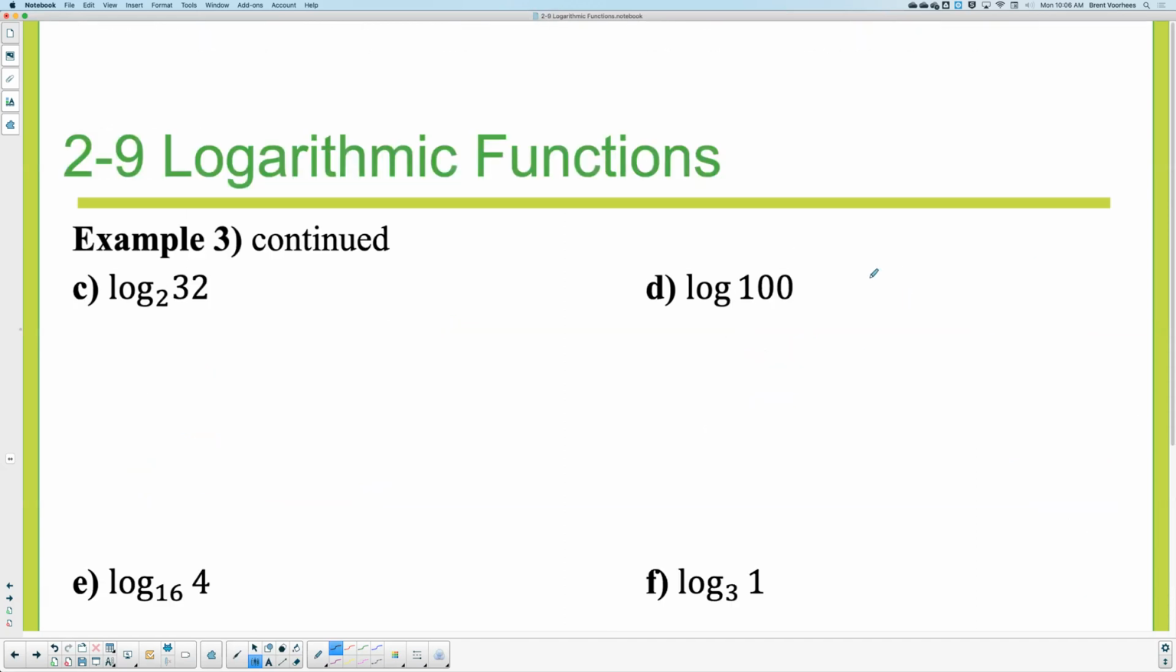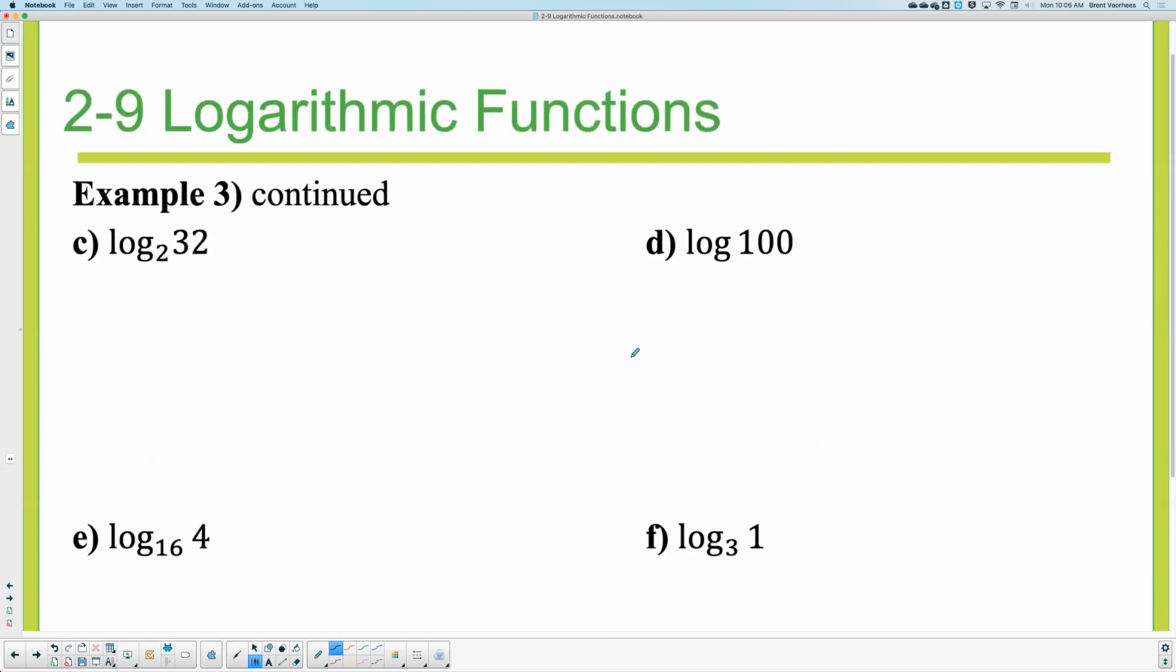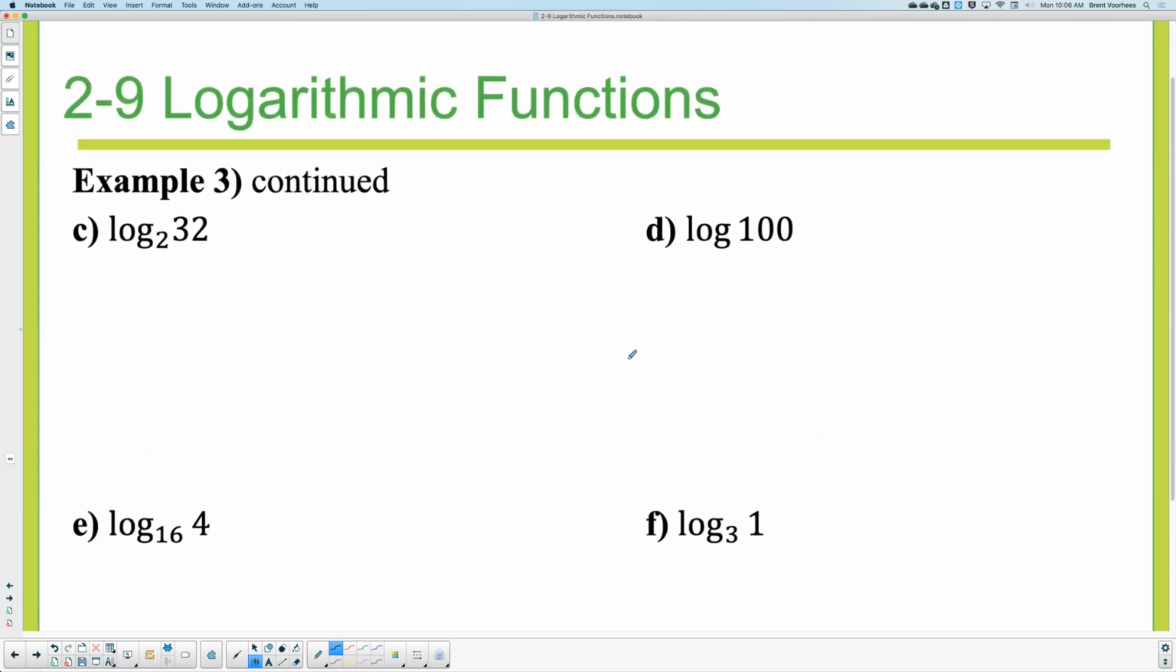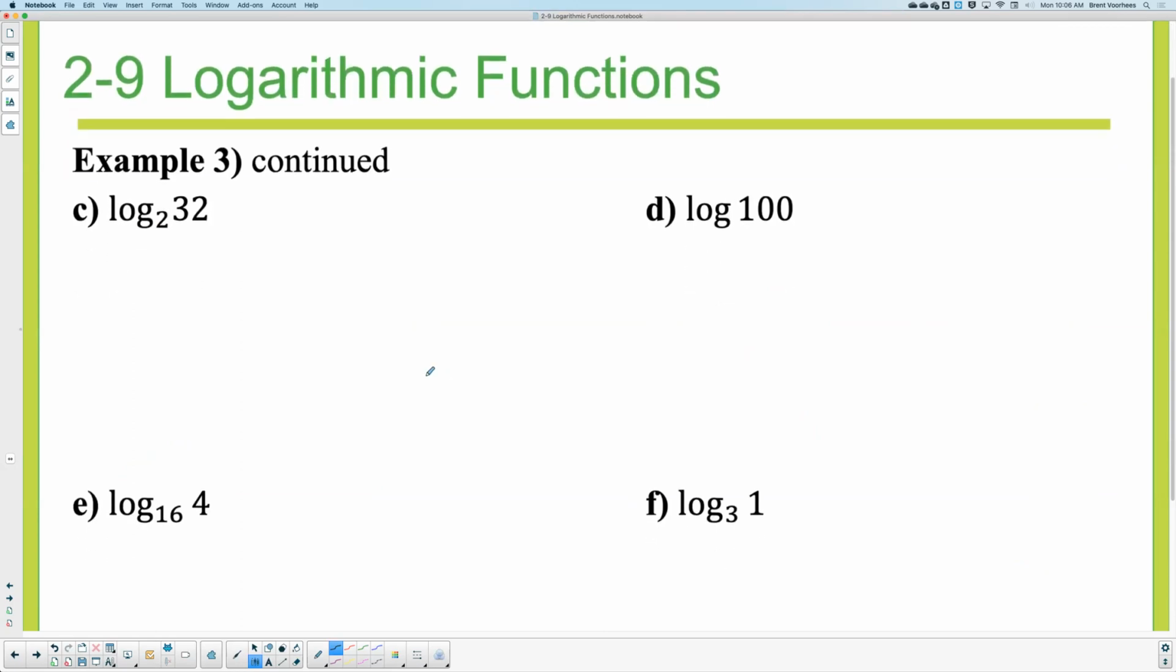What happened here? Mine's not moving forward. All right, here we go. Well, here comes C. Spoke too quick.